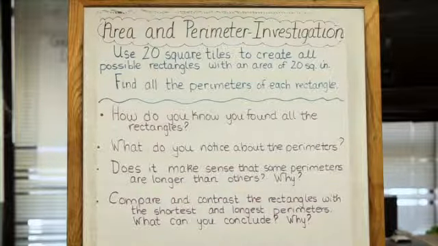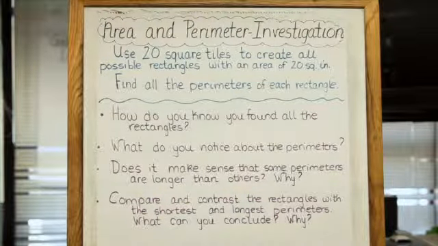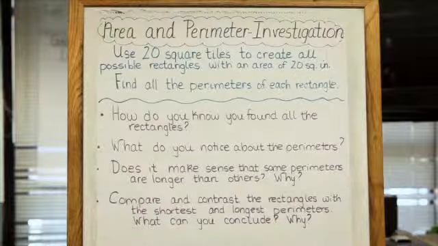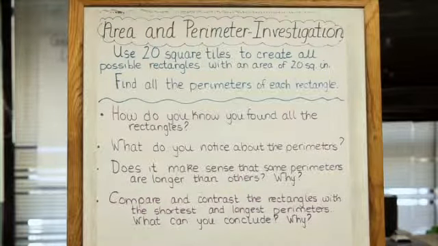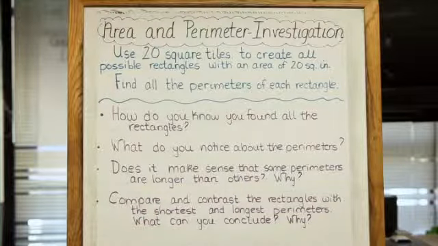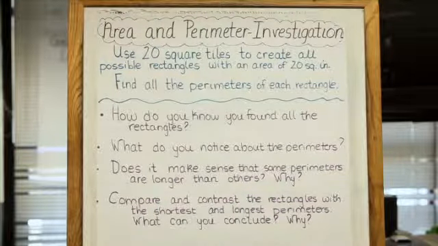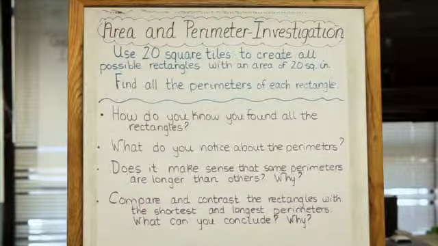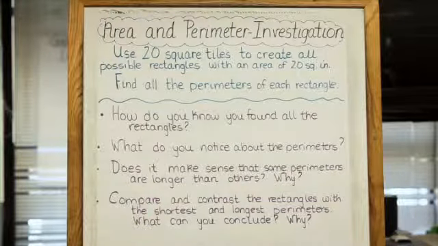And one of the big ones we talked about was, how do you know you found all the rectangles? What was your strategy for making sure that you found all of them? Okay? What do you notice about the perimeters? Does it make sense that some perimeters are longer than others? And why would that make sense?